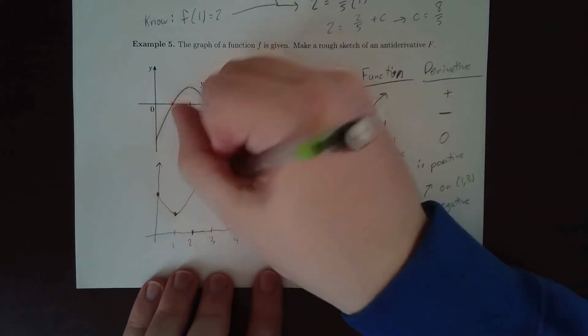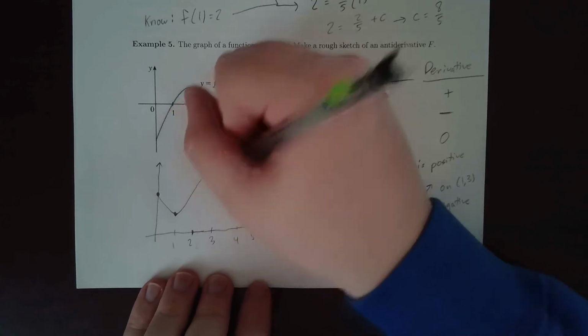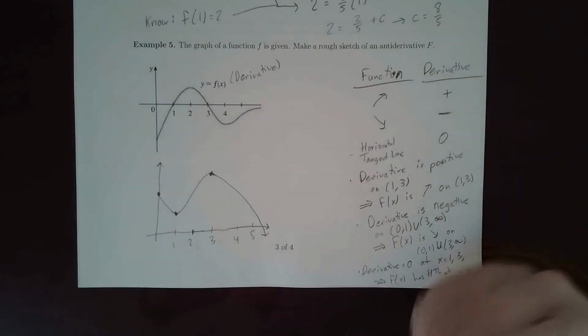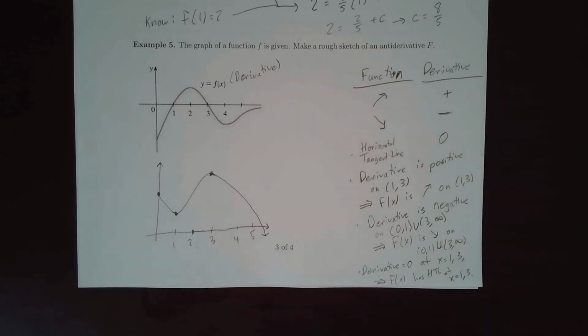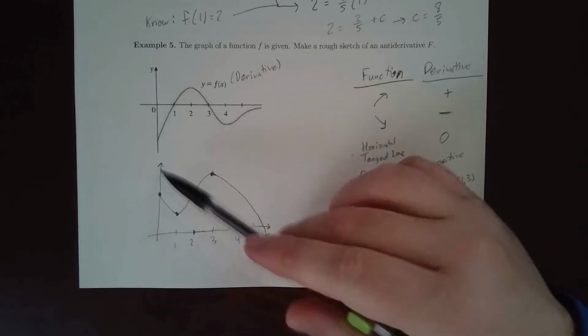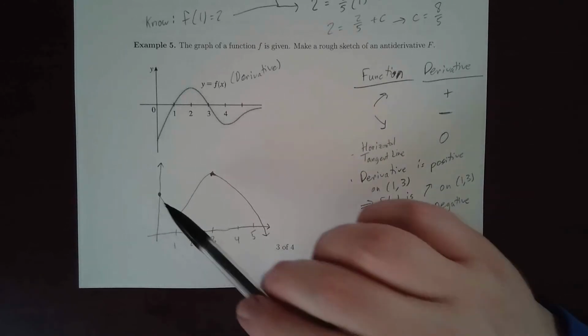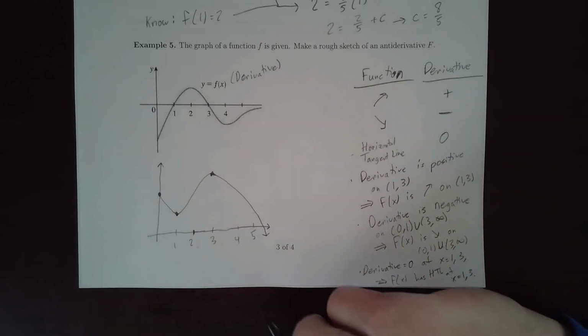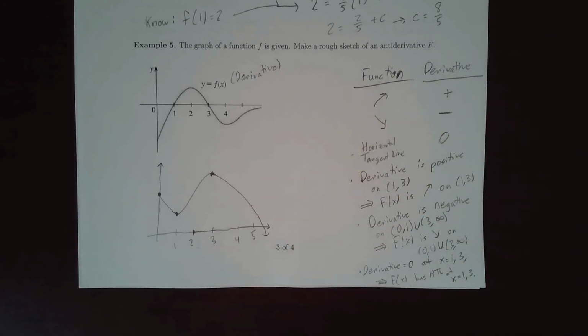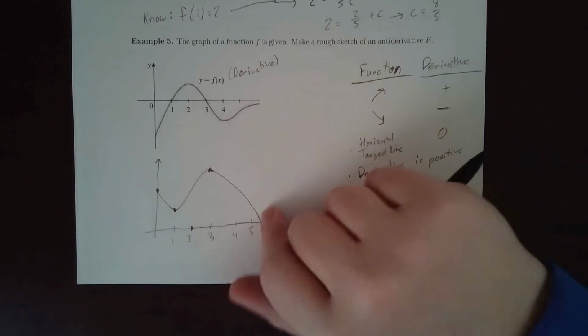Now this is about as far as we can do without having more specific information. If we knew exactly what the function f of x was, we might be able to know exactly what the y values should be here. We might be able to figure out, if we had an initial condition, what the y-intercept is. But this is all we have for now. So this is a sketch of what we could expect the antiderivative of this function to be.